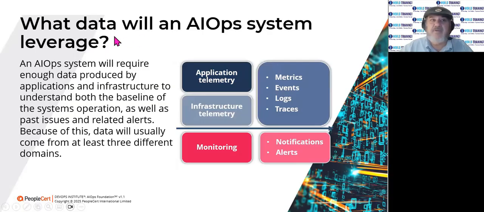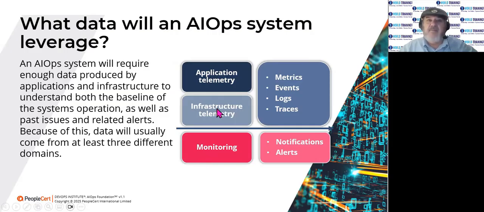There'll be a lot of different sources. There's really typically 3 sources. AIOps systems require enough data produced by applications as well as infrastructures to understand the baseline of the system's operation and past issues, related alerts, trends, and so on. Because of this, data will usually come from at least 3 different domains. So one domain is application telemetry, so data coming from the application, data coming from the infrastructure telemetry, and also from monitoring tools, for example.